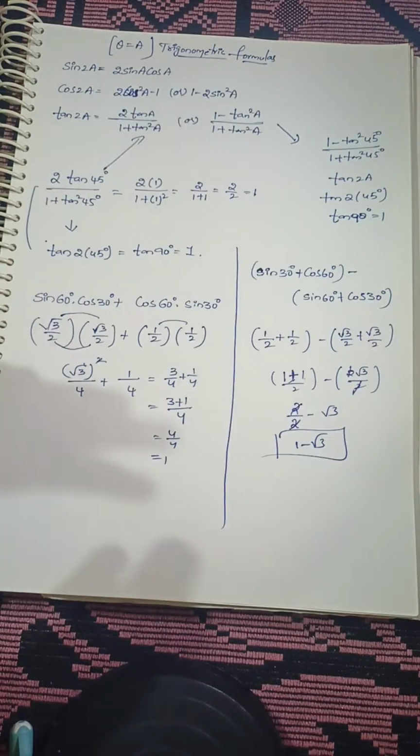See, mostly try to keep the trigonometric table in mind. Why? Because that is most important. Values we have to write in the rough work perfectly, outright. That is the most important thing.